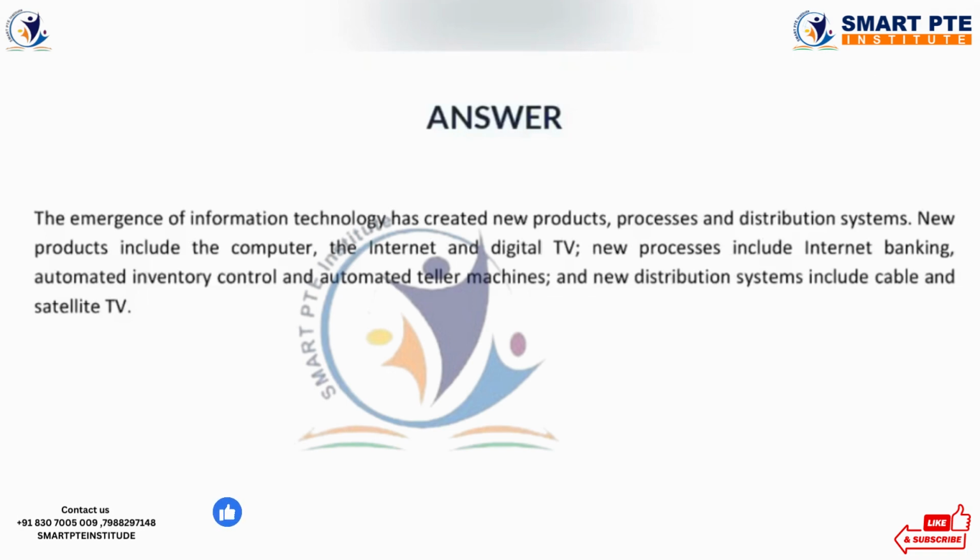The emergence of information technology has created new products, processes and distribution systems. New products include the computer, the internet and digital TV. New processes include internet banking, automated inventory control and automated teller machines, and new distribution systems include cable and satellite TV.